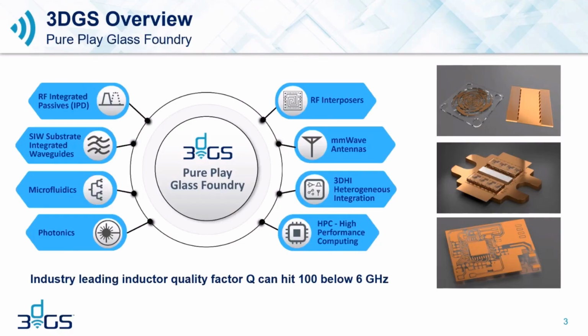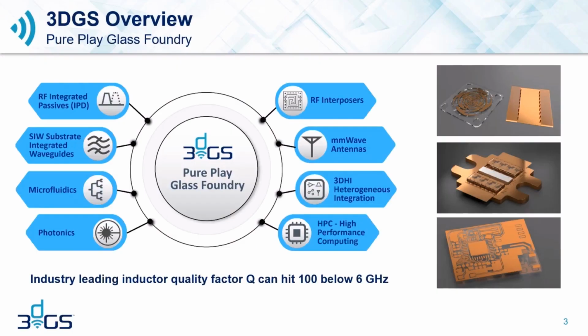For an integrated passive device like an inductor, we're able to create very high Qs. Sometimes they can hit as high as 100 below 6 gigahertz. So if you have an RF circuit, we can probably make it in a smaller form factor and lower insertion loss. The rest of our fabrication involves standard semiconductor processing. We'll have a redistribution layer of copper on top of the glass and on the bottom of the glass, and then fully plated vias all the way through the substrate.